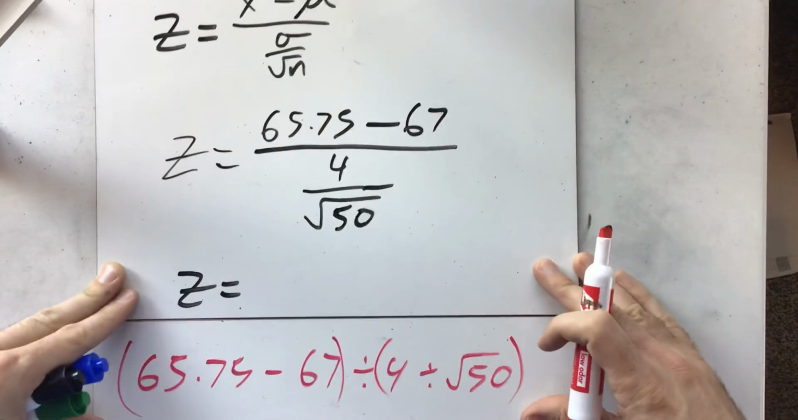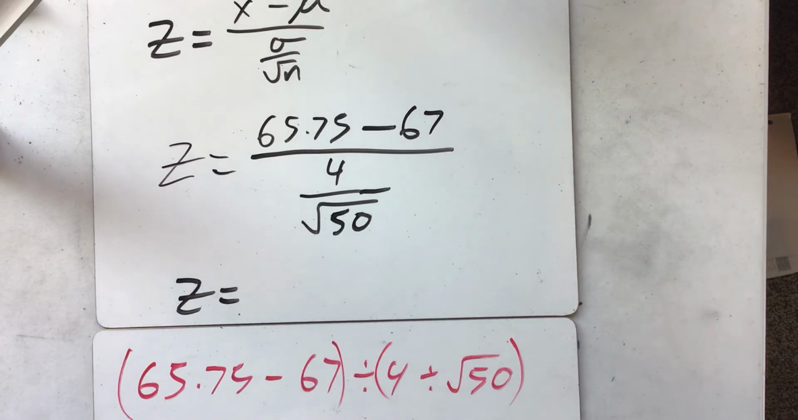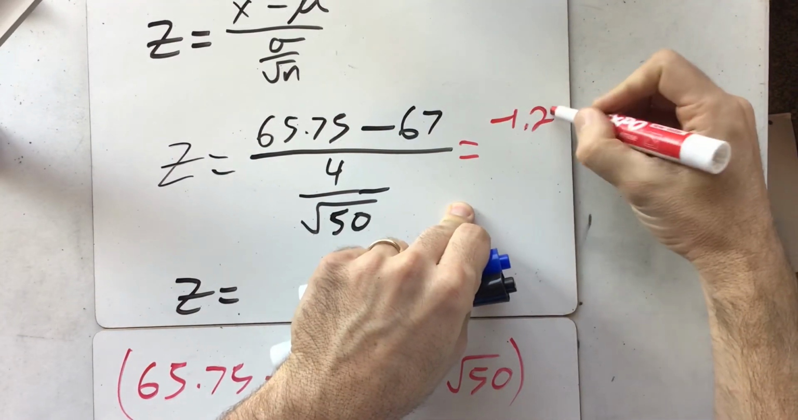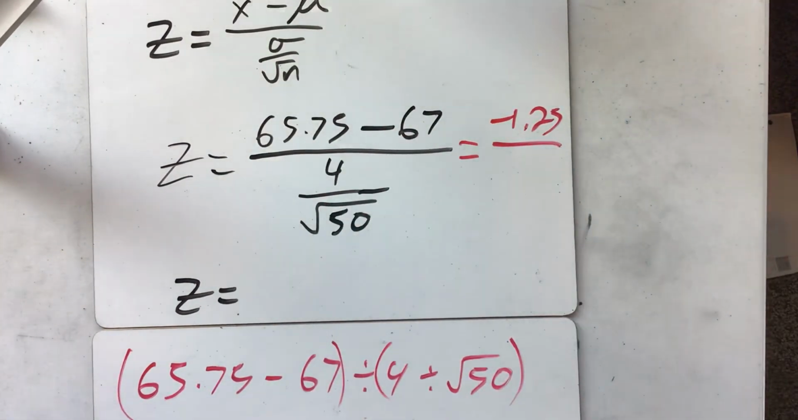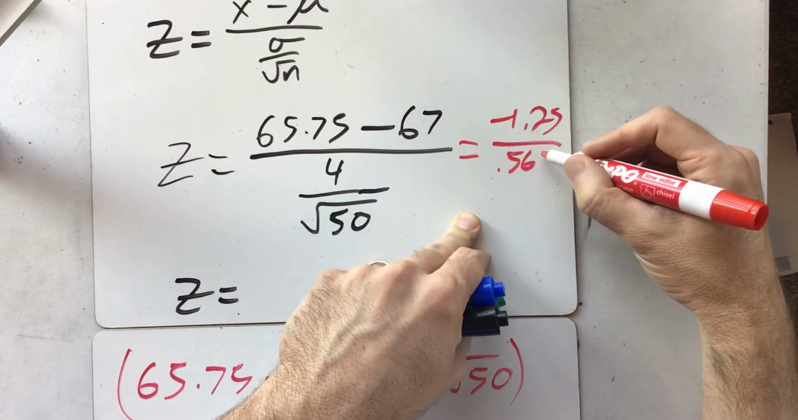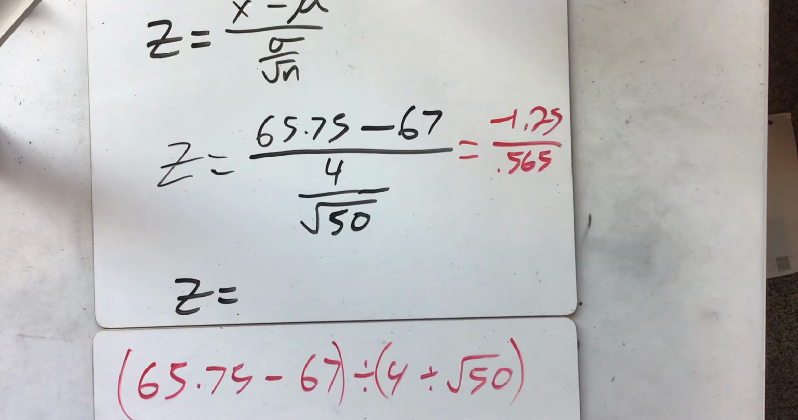So what I might suggest is that you just grab your calculator and do these two pieces separately. So do 65.75 minus 67. I should be able to do this in my head, but oh well. And I get negative 1.25. And then maybe just do the bottom in your calculator also. Do 4 divided by the square root of 50. And that's going to give me 0.565. And now I can divide those two things.